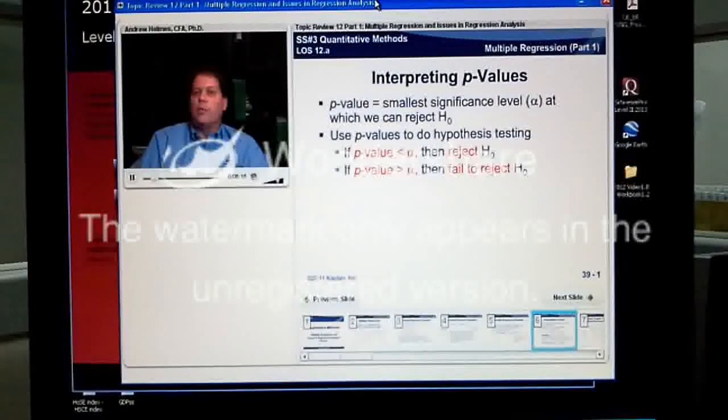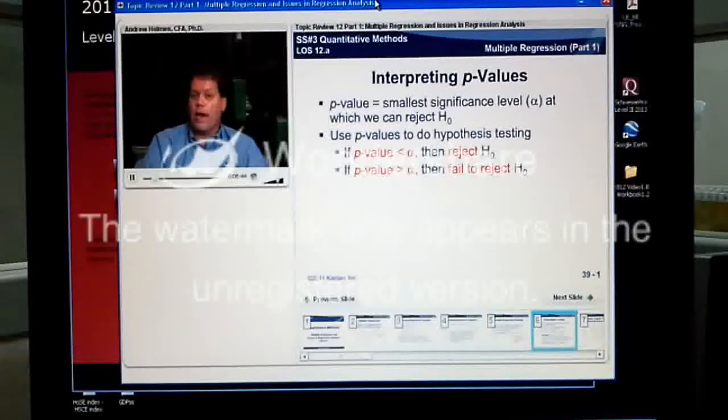All right, so interpreting p-values. Now, we talked about in the last reading a couple of ways to interpret the significance of a coefficient. So one way was to perform a hypothesis test. So we asked the question, is this coefficient significantly different from 0? So we took the coefficient, we subtracted off 0, we divided it by the standard error. That gave us a t-stat. We compared that to the critical t-stat, and we could either reject the null hypothesis or fail to reject the null hypothesis.